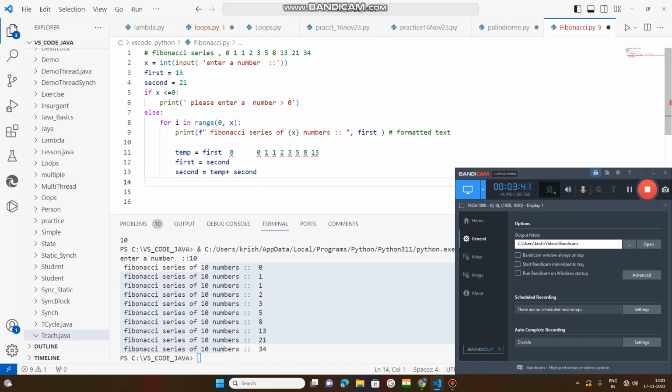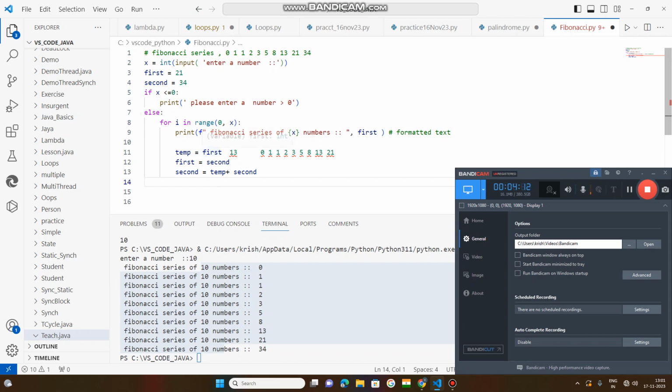13 will be printed. Now temporary is equal to first, it becomes 13. Now first is equal to second, this 21 is shifted to here. Okay, now second is equal to temp plus second. Second is equal to temp 13 plus second value 21, 34. Now the first value will be printed, first is equal to 21, that is, 21 will be printed.